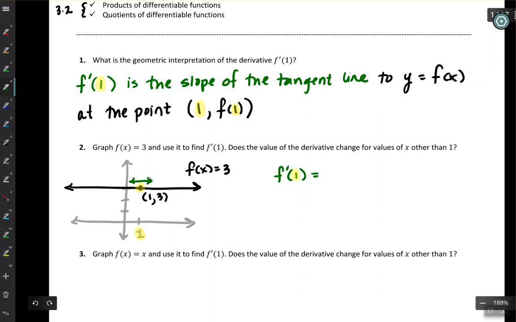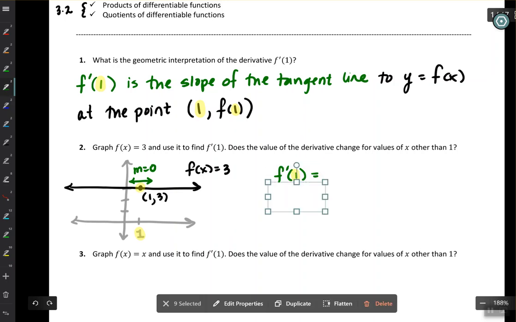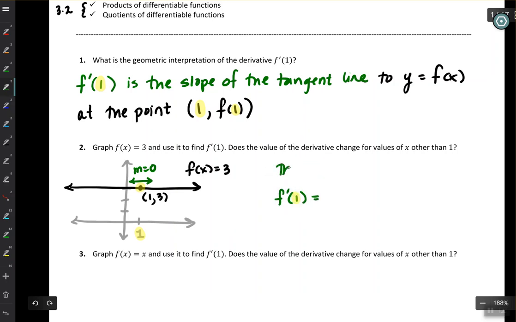So what's the slope right there when x is 1? Well, it's a horizontal line. The slope is always 0. In fact, let's write that. The slope is 0. So f prime of 1 is 0.